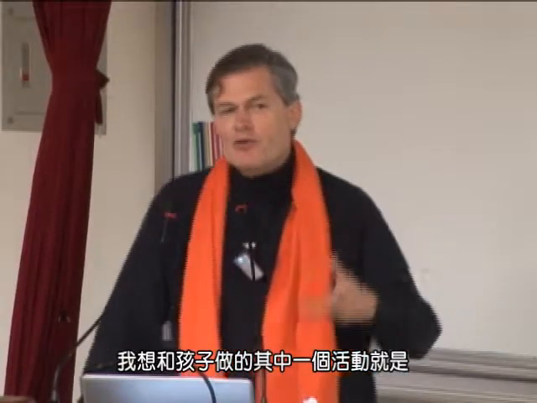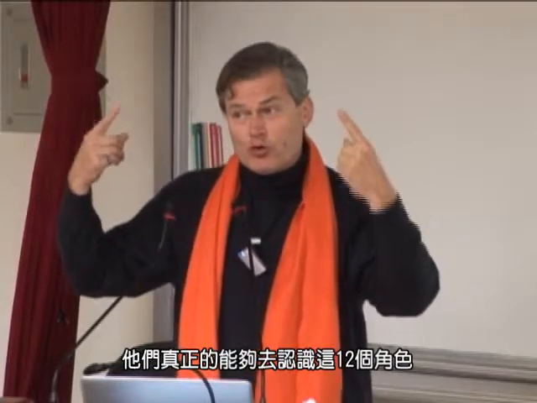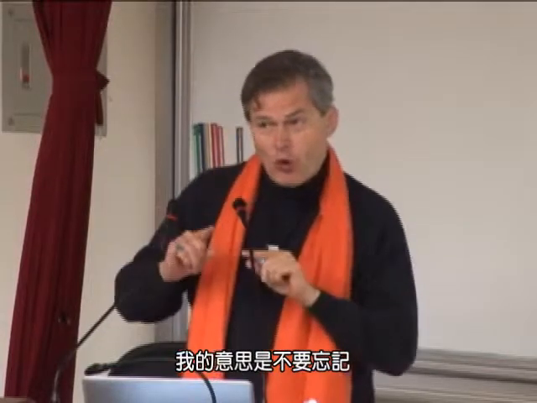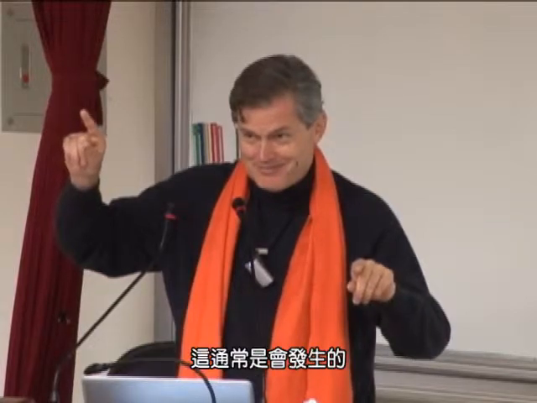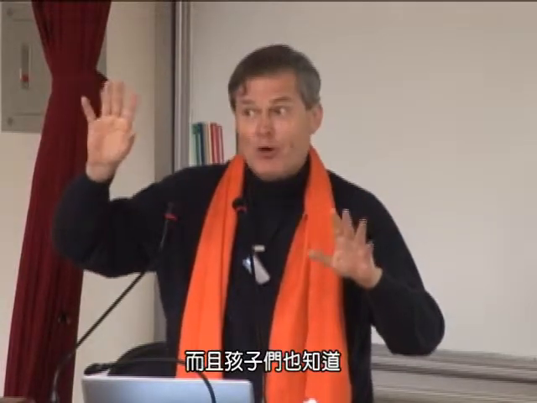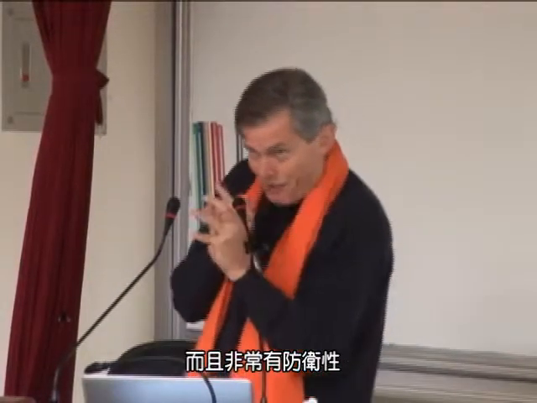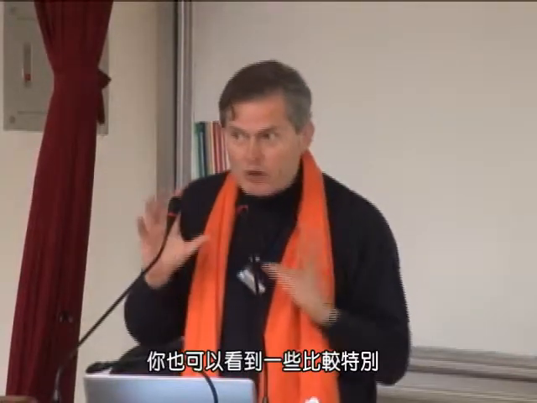And you know, one of the exercises we do with the children is when they've heard 6 fables, they actually learn to know 12 characters. 12 individuals with different emotions, different habits, different attitudes. I mean, let's not forget that normally the owl will eat the mouse. That's what normally happens, and kids know that. So the fact that the mouse can be so aggressive and so defying is something very unique.